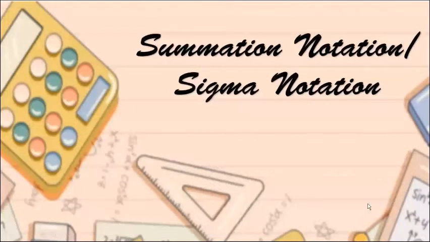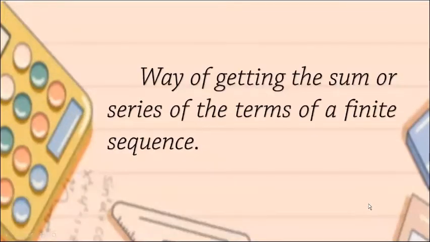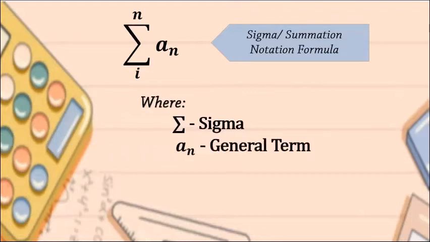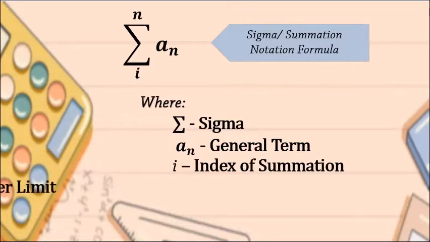Summation notation, or sigma notation, is a way of getting the sum or series of the terms of a finite sequence. It is represented by this equation, wherein the symbol stands for sigma or sum, a sub n is the general term, i is the index of summation, and n is our upper limit.